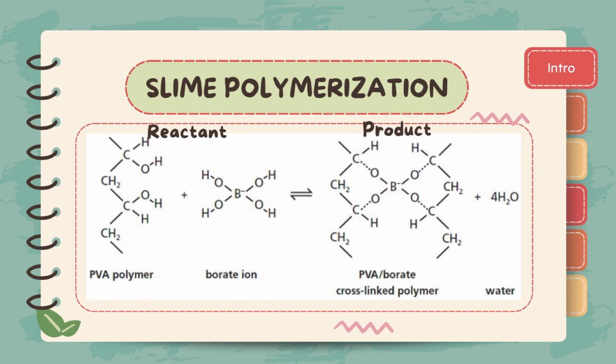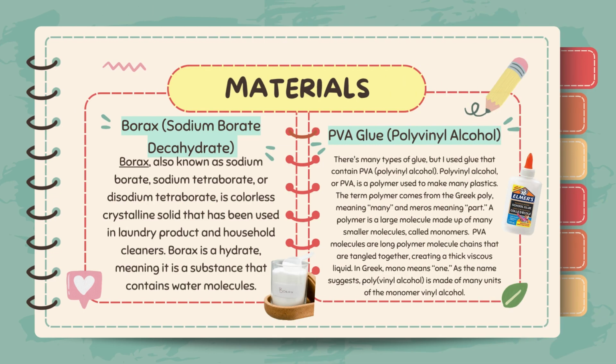Next slide is slime polymerization. As you can see here, the PVA polymer will mix with borate ion and it will have a forward and reverse reaction to the PVA/borate cross-linked polymer plus water. The PVA polymer plus borate ion is the reactant, while the PVA/borate cross-linked polymer plus water is the product. Next slide is the slide of materials that are used to make slime.